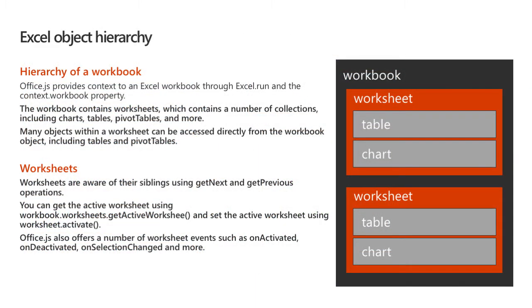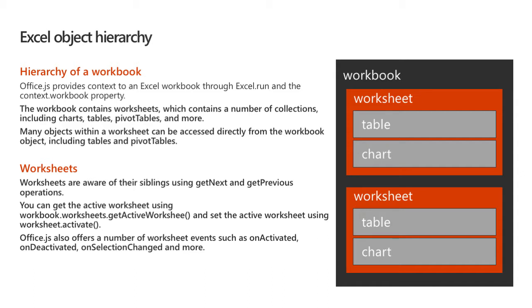Now let's look at the Excel object hierarchy. Before manipulating an Excel workbook, it's important to understand its hierarchy and how that relates to objects that you're going to work with in Office.js. As we saw in the previous slide, Office.js provides context to an add-in via the function Excel.run. That context contains a workbook property. A workbook contains worksheets, which contains a number of collections, including charts, tables, and pivot tables, and more. Office.js allows you to easily traverse and manipulate this hierarchy.